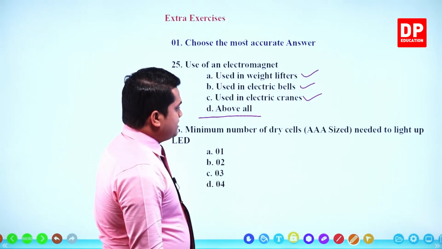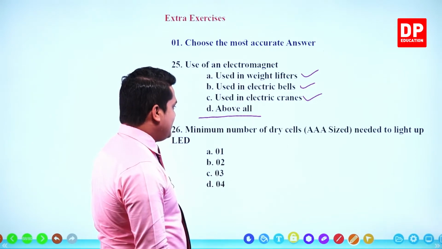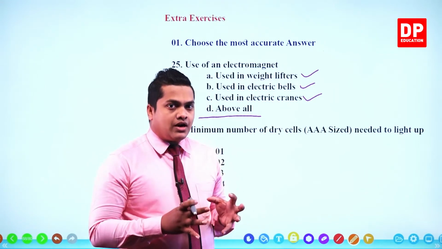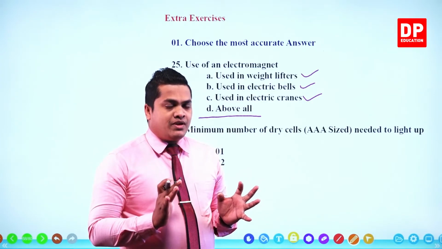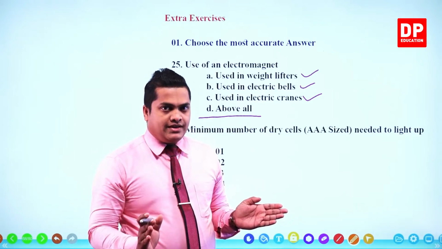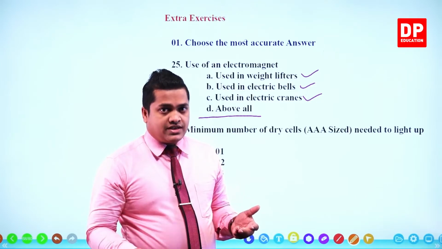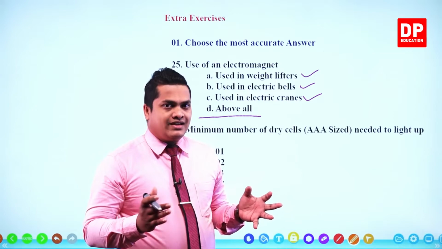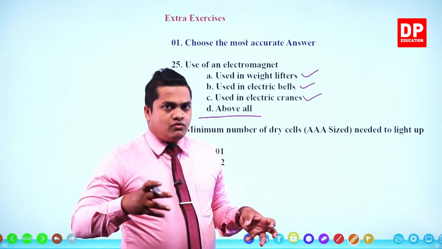Minimum number of dry cells, AAA sized, needed to light up an LED. When we were discussing the LED part, I told you that the minimum potential difference that should be provided to an LED is between 1.5 to 1.8. It's going to vary. Actually, there are some LEDs that need at least 2 volts as well. However, in normal LEDs that we use in our day-to-day life, it's around 1.5 to 1.8.